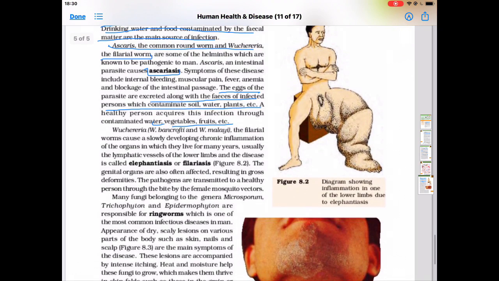Next is Elephantiasis or Filariasis disease, caused by Wuchereria bancrofti or Wuchereria malayi. Learn these names and write the name of disease and causal organism. The filarial worm causes a slowly developing chronic inflammation of the organ in which they live for many years, usually the lymphatic vessels of the lower limbs, and the disease is called elephantiasis. In this, the lower limbs become swollen. The genital organs are also often infected, resulting in gross deformities. The pathogens are transmitted to a healthy person through the bite of the female mosquito vector. So the female acts as a vector for transferring this disease.